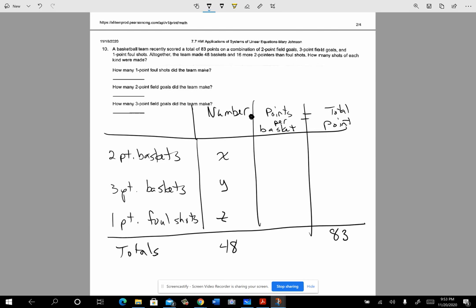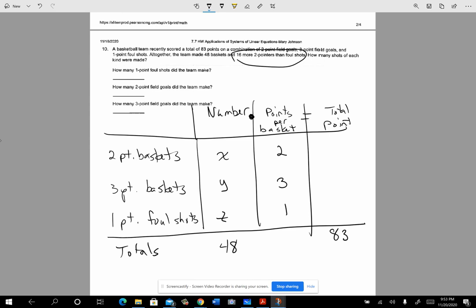All right, now what's different about this question is that there are 3 variables. We haven't had that before. So we're going to need 3 equations, and one of them is going to come from right in here. Before I do that, let me put in the points per basket. So if I make a 2-point basket, I get 2 points. A 3-point basket, behind that arc, I get 3. And if I am shooting from the foul line, I get 1 point.